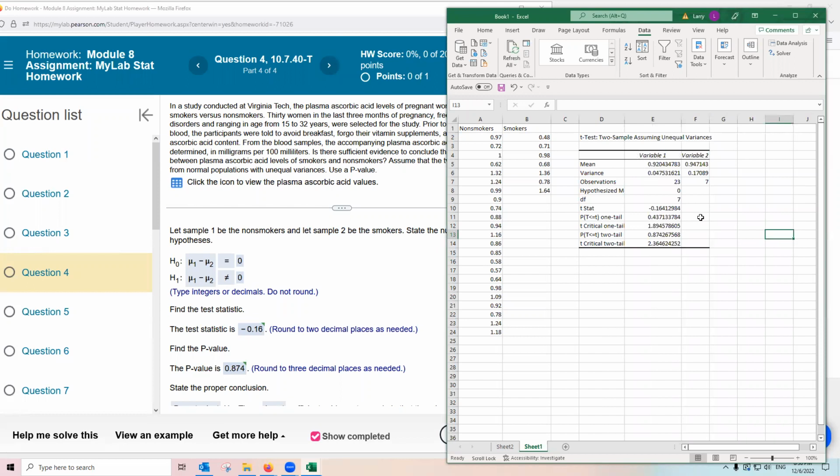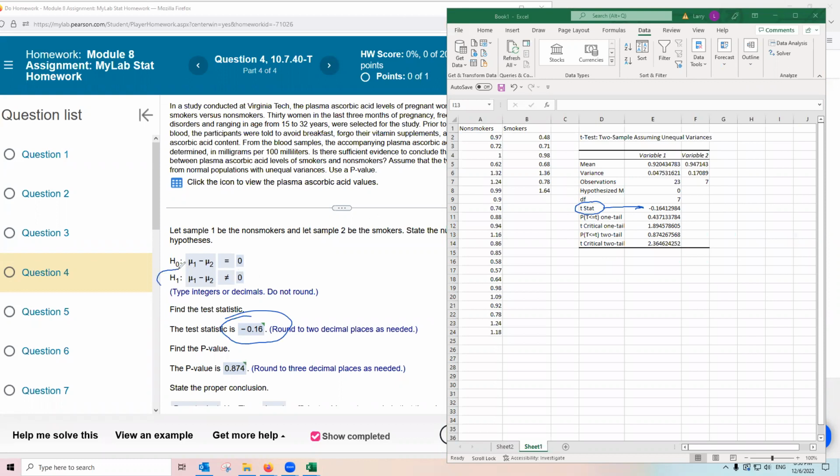All right, what I'm looking for here is the test statistic. Well, here is the test statistic for us, negative 0.16. They said round to 2 decimal places. So there's the test statistic. And now we want to find the p-value.